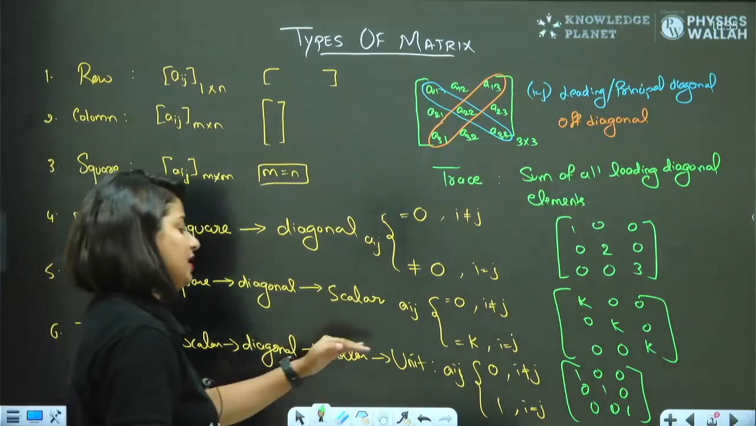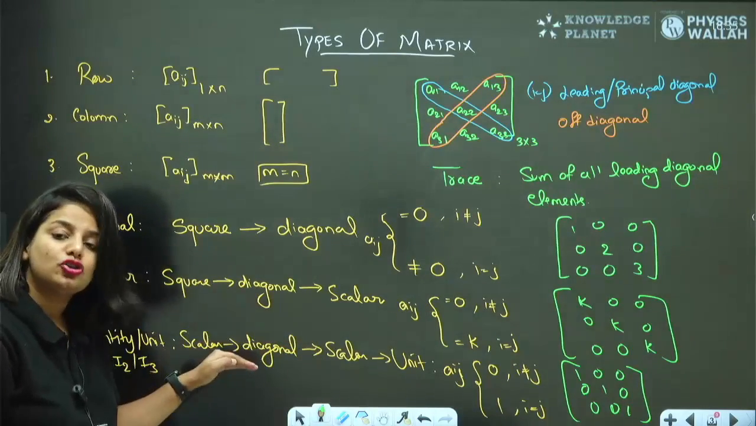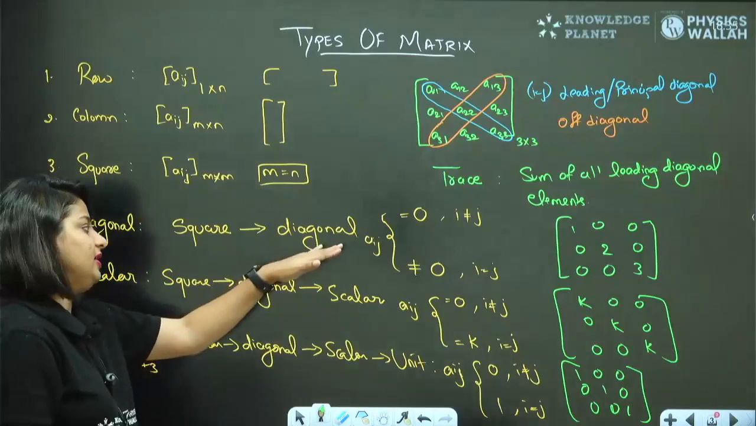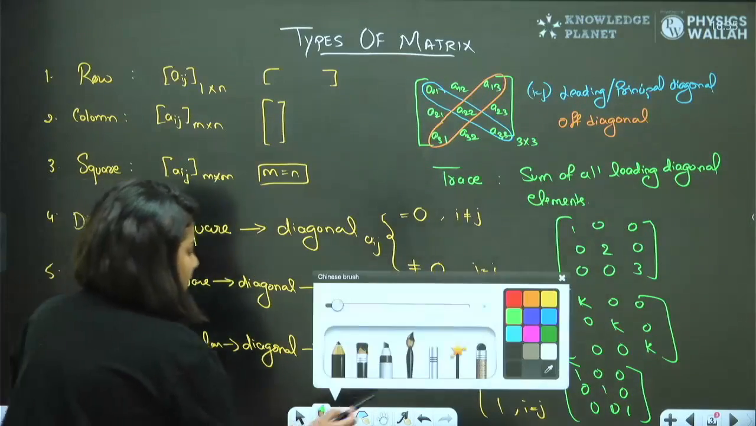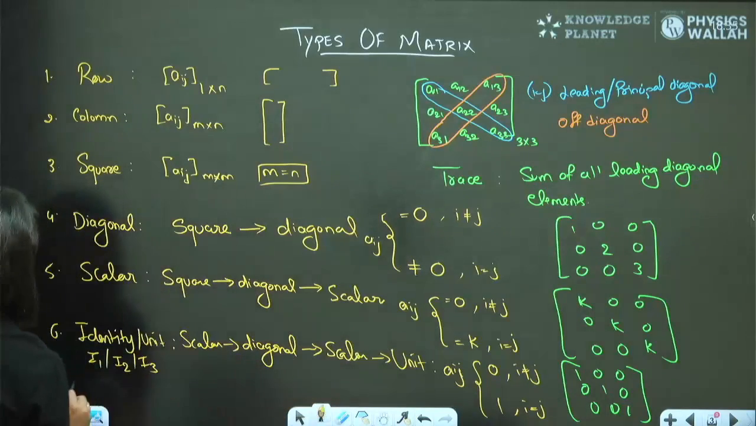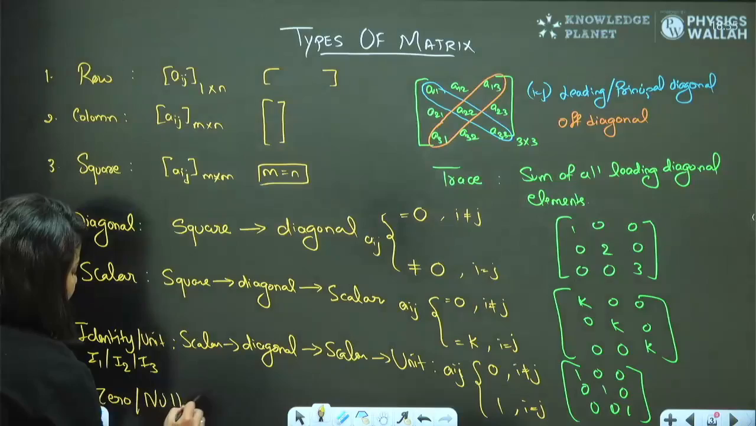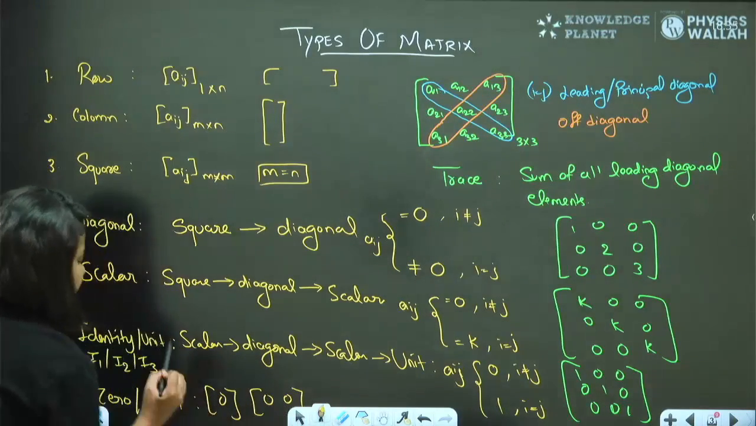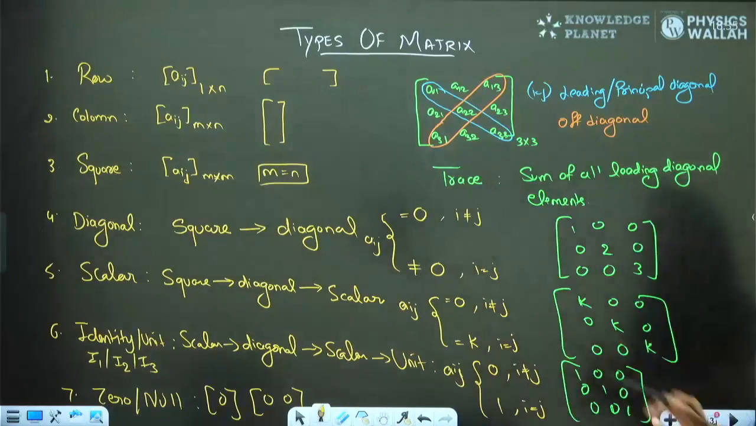So every unit matrix is also scalar, it's also diagonal, it's also square. Every scalar is also diagonal, also square. Every diagonal is also square. Anyways, the last one left is nothing but the first one which I wrote, the zero or null matrix, when all the elements are 0. All these are examples of a zero matrix. All the elements are 0. Right? That's the types of matrix.